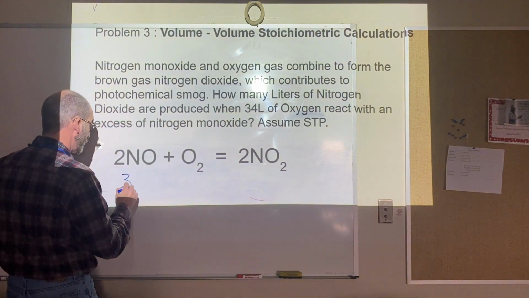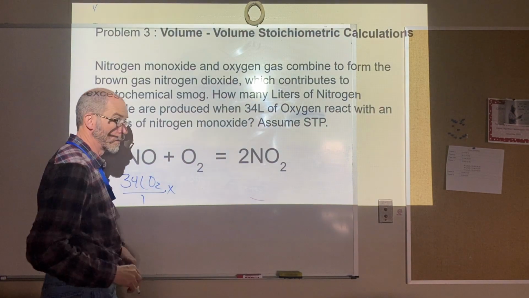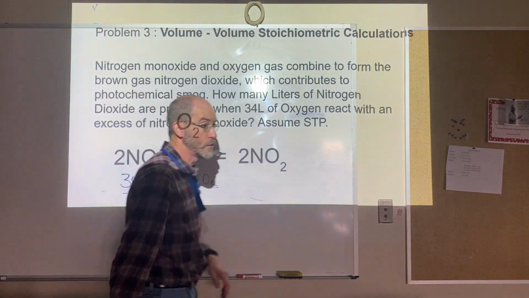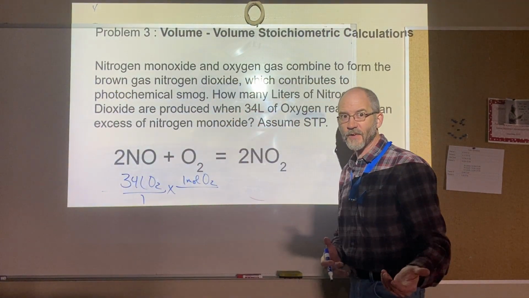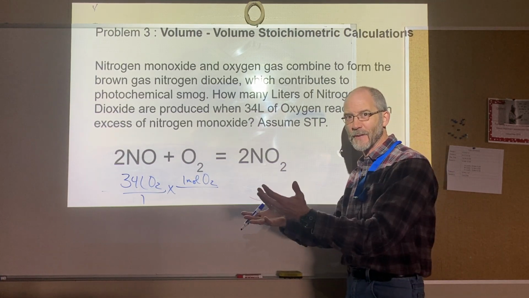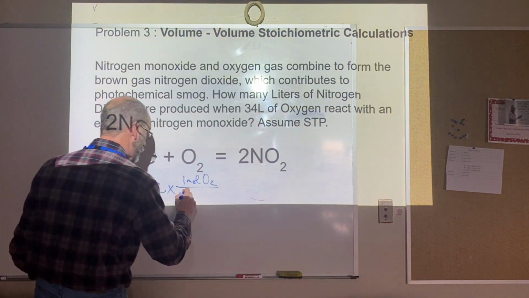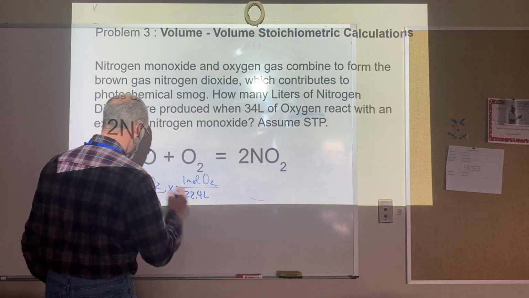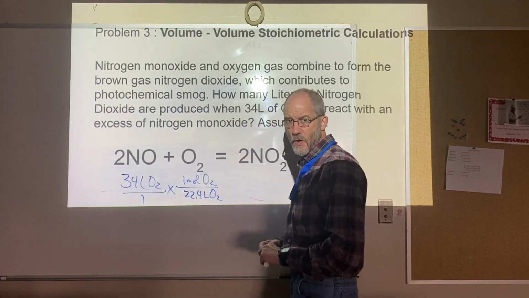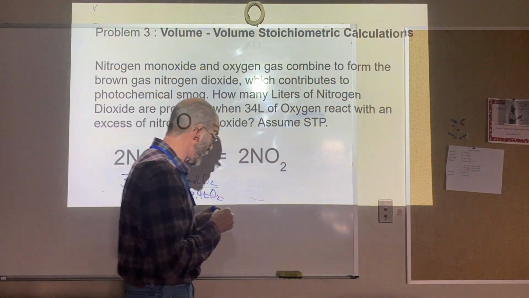So we have 34 liters of O2 over 1 times what? Well, we want to go to moles. So we want 1 mole of O2, and you already know, according to Avogadro and according to STP, how many liters 1 mole of O2 occupies at STP. Oh, I know, that's 22.4 liters of O2. Well done. But you also had a clue before you even got started, and your clue was these had better cancel out, right? Come on, don't lose sight of the big picture.